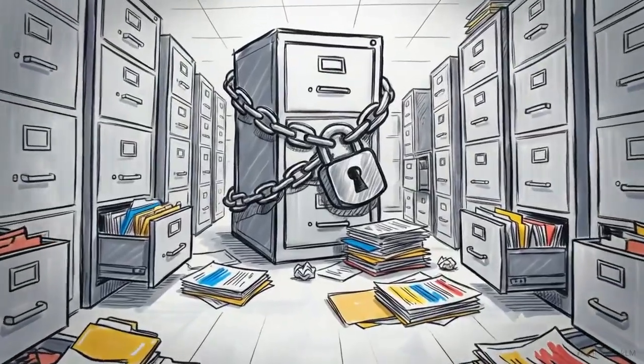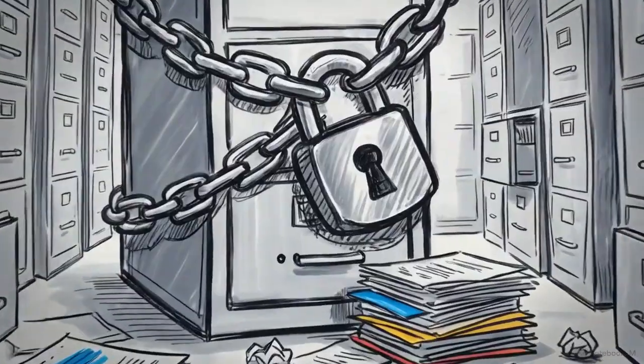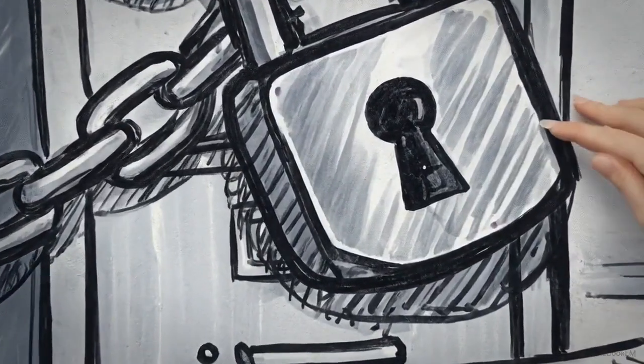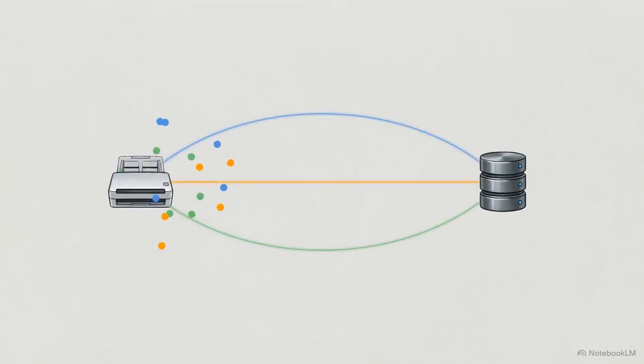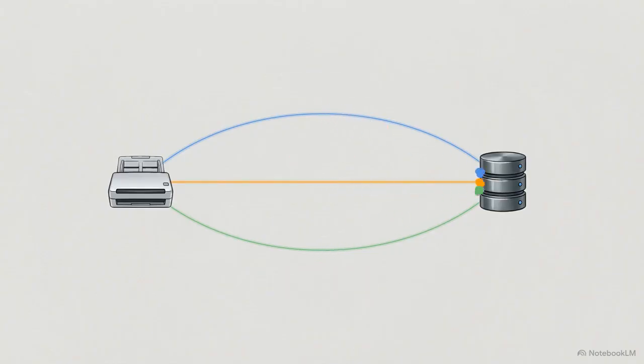Paper invoices, missed discounts, and late payments hide massive costs. Wasted labor, avoidable late fees, and escalating fraud risks quietly drain your working capital. Accounts payable automation replaces those physical bottlenecks. By combining optical character recognition, machine learning, and continuous digital workflows, the software extracts supplier, amount, and line-level details instantly.